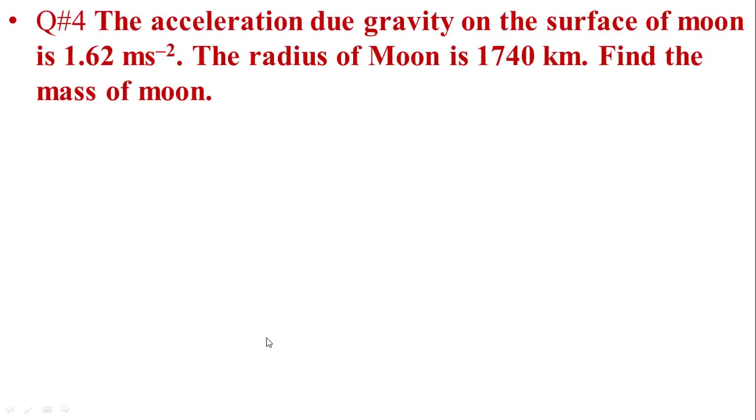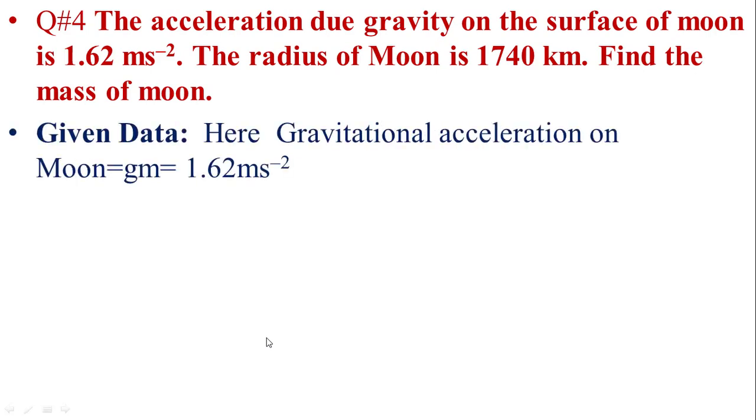Now, the last numerical of today's lesson: the acceleration due to gravity on the surface of the moon is 1.62 meter per second square. The radius of the moon is 1740 kilometers. Find the mass of the moon. Now we calculate the mass of the moon using the acceleration due to gravity. The value of g is given as 1.62, and the mass will be calculated by this. Write the given data.